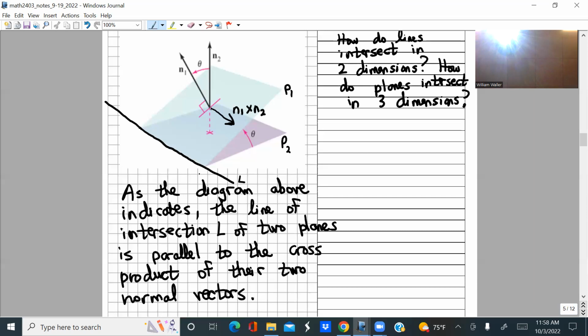But you do need to know one other piece of information. In addition to knowing the direction vector for a line, what other piece of information about the line do you need to write down the equations for the line? A point. Yeah, you have to have a point on the line. So if you have a point on the line and the direction vector for the line, then you can write down the equations for the line.